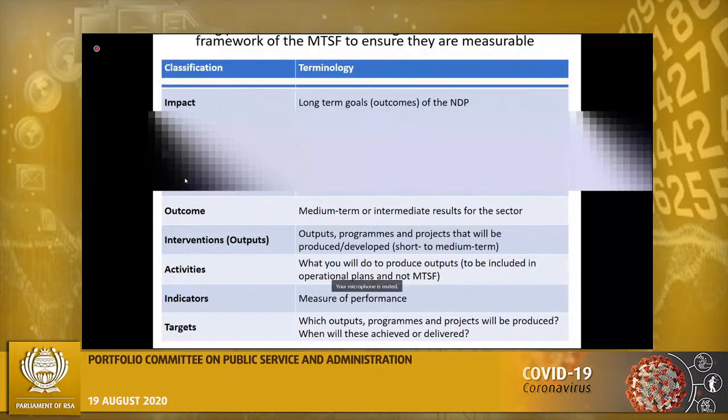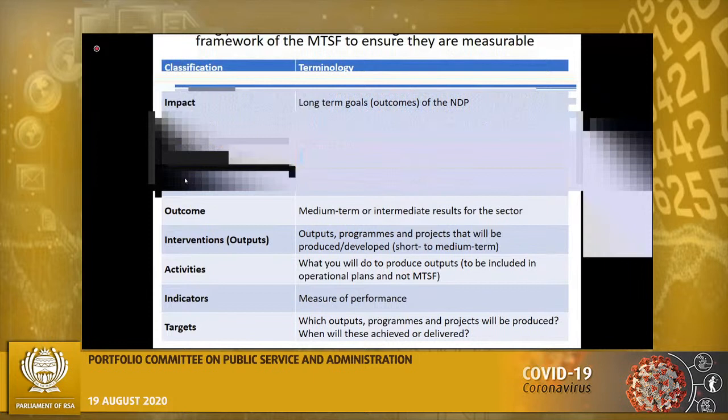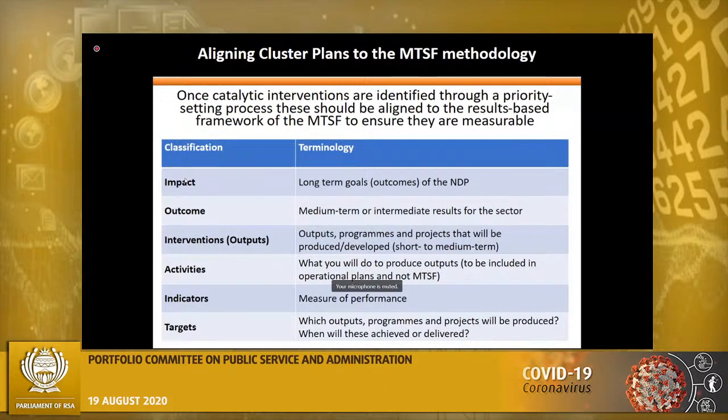Now, the key issues to pursue when it comes to measuring the implementation of government programs will include impact, outcomes, outputs, activities, indicators, and targets. Now, in short, most of the time, we conflate these issues and treat them as one and the same thing. That's why when we come back to Parliament, we give you outputs as if they are outcomes. Now, we want to make that very clear in the process of revising the MTSF, that these are separate indicators and each and every level should be accounted for.